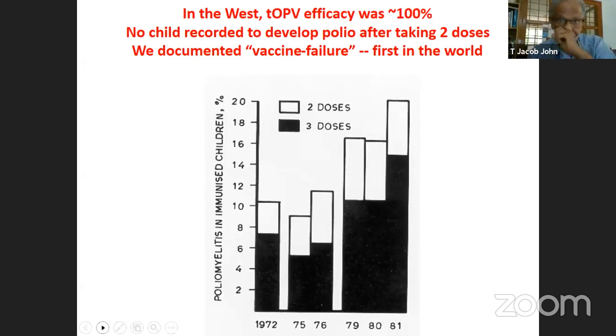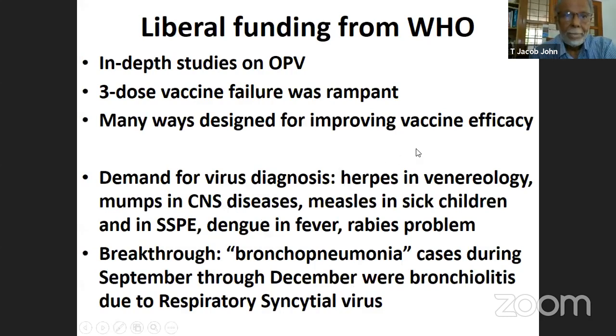Next slide. So I had liberal funding from WHO. In-depth studies were done on oral polio vaccine. 3-dose vaccine failure was rampant, and we designed many ways to improve vaccine efficacy. I will not go into details of many of those, except I'll show you one.